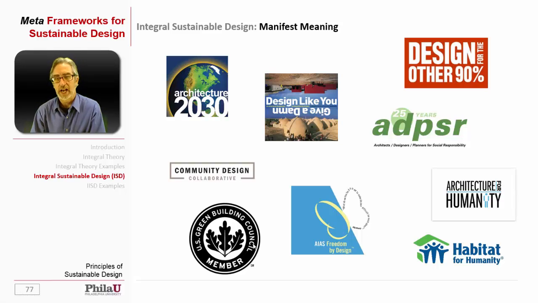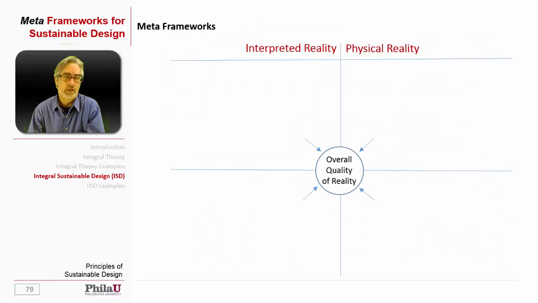And that's telling me that they haven't yet fully adopted a 4-quadrant approach to sustainable design, because if they had, that would be pretty clear. The Architecture 2030 group is another example of thinking about the good of society for the future. There's plenty of other groups there you can see. So I want to be clear here that integral sustainable design is actually focusing on the overall quality of reality, which we as designers have a huge responsibility for. And that quality of reality can be measured in many ways.